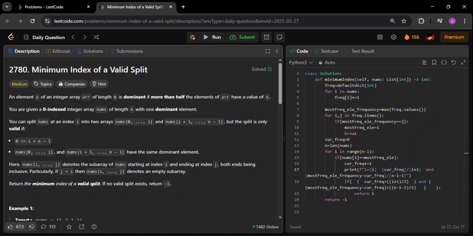I will again repeat: the element x of an integer subarray of length m is dominant if more than half of the elements of that particular subarray have the value of x. So as simple as that.